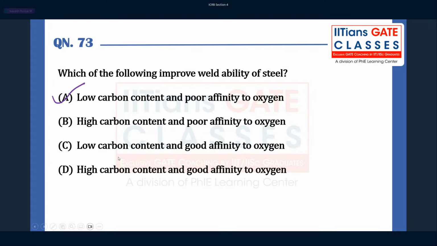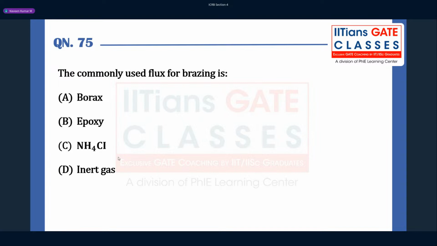Answer is A. And next question, and that is the last question for our manufacturing part. Next we'll discuss the industrial part. The commonly used flux for brazing is borax. We were saying borax, borax, borax, right? What is the use of this flux? It will remove the impurities. It will increase the surface tension or wetting action. Epoxy, yes, you're right. Epoxy is used for what? The epoxy is used for adhesive bonding, not the brazing bonding.